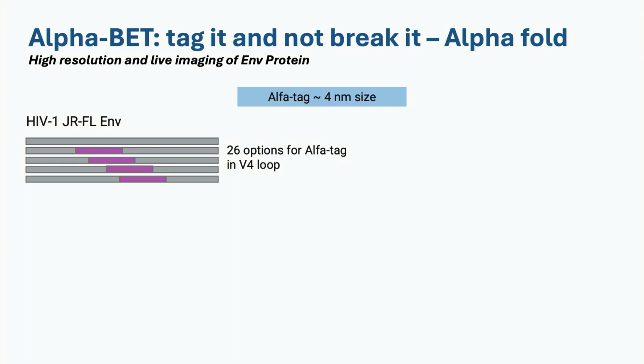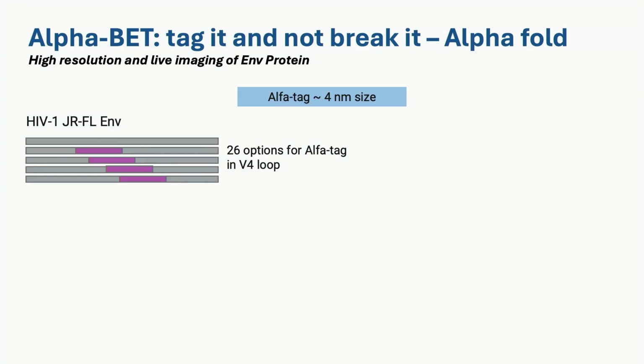So we used AlphaFold to try to figure out where to add an alpha tag and do some super resolution imaging on those viruses. For this part, we found 26 options to put the alpha tag in the V1 loop.